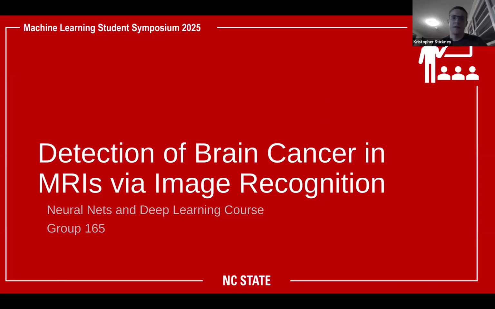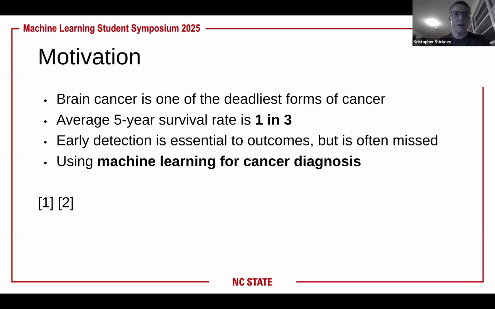We are team 165, and we are detecting brain cancer in MRIs via image recognition in neural nets. Our motivation is that brain cancer is one of the deadliest forms of cancer, with the average 5-year survival rate being 1 in 3. So early detection, as you can guess, is essential so that patients can get outcomes and diagnosis earlier, so they can get treatment earlier. Our goal is to use a machine learning algorithm to assist clinicians with diagnosing.